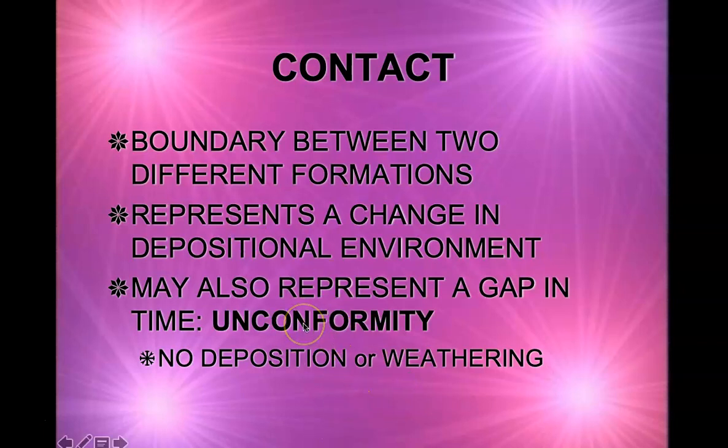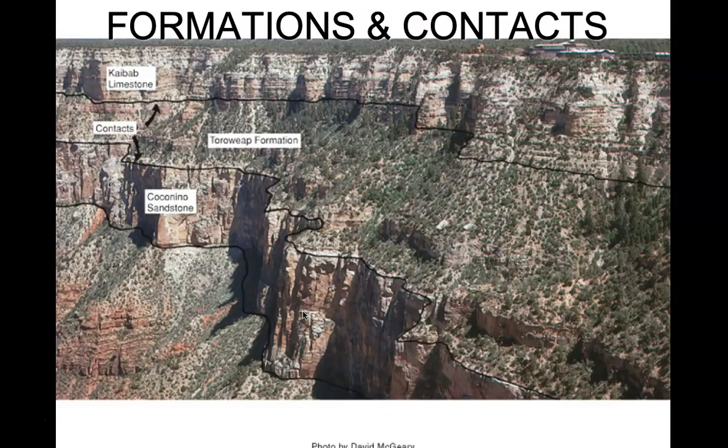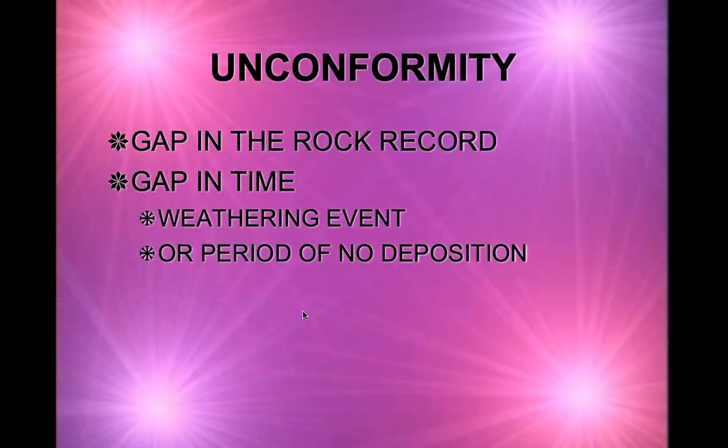Okay, an unconformity is a gap in the rock record. Here's a better definition of it. Okay, a gap in the rock record, which equals a gap in time. It could equal a weathering event or a period of no deposition. I'm not sure why this is way out here.